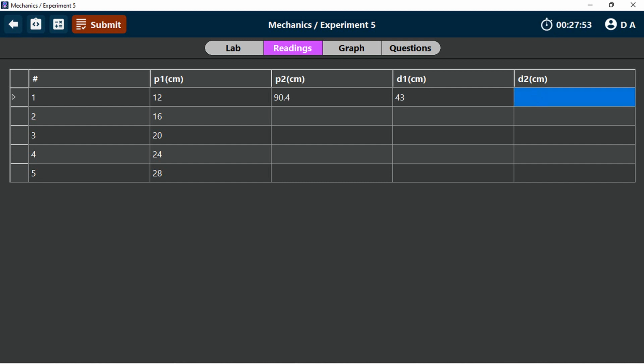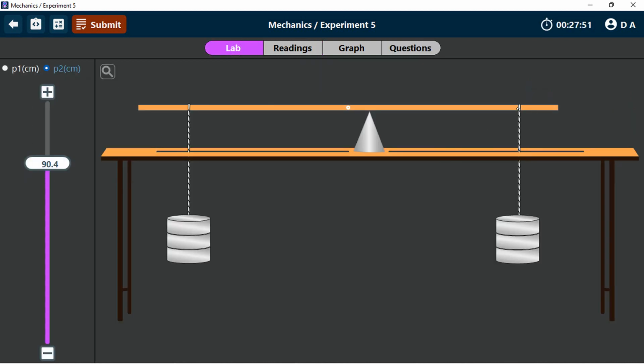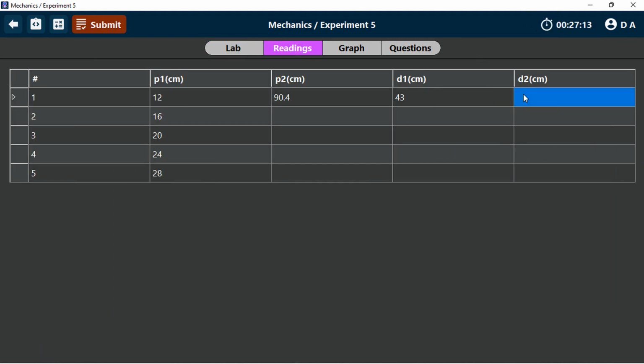So what about D2? D2 is the distance between this point where you have your M1 and this pivot point. And how do you get that? You subtract 55 from P2. So this is this 90.4, you subtract 55 from it, and if you do that, you're going to get 35.4. So let's record the value 35.4.